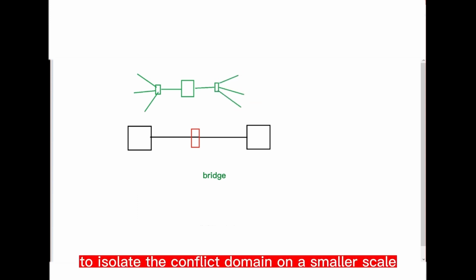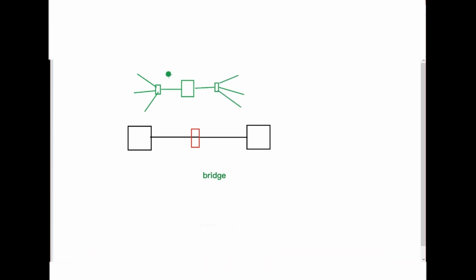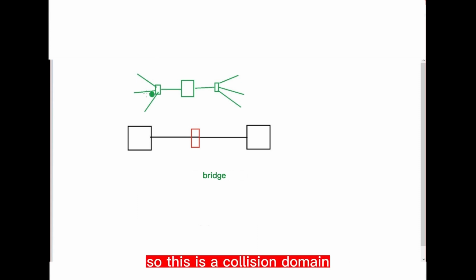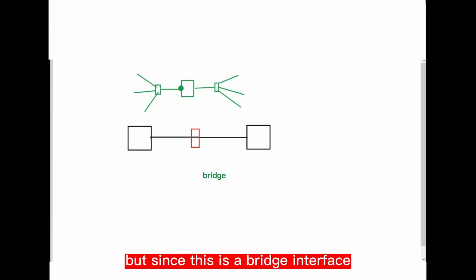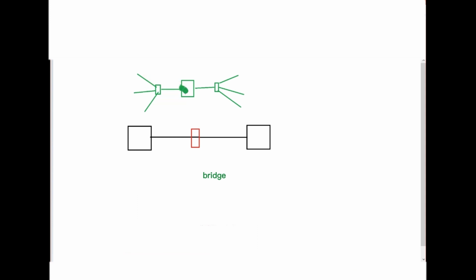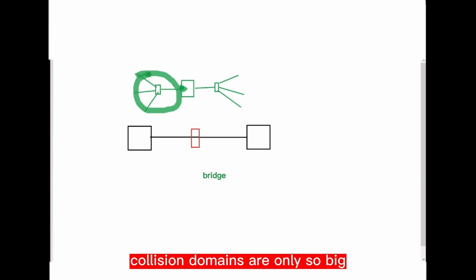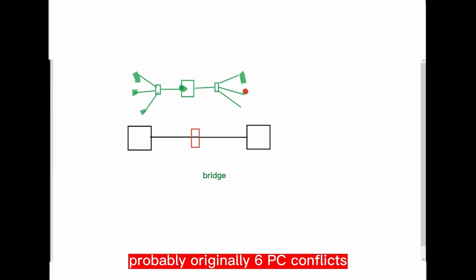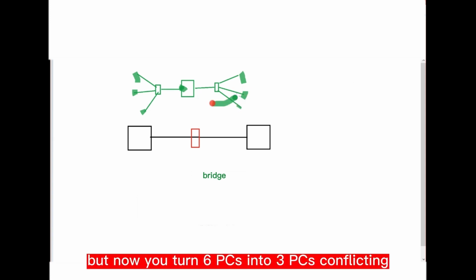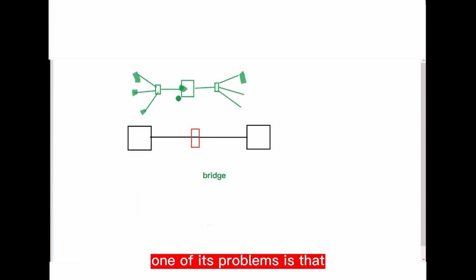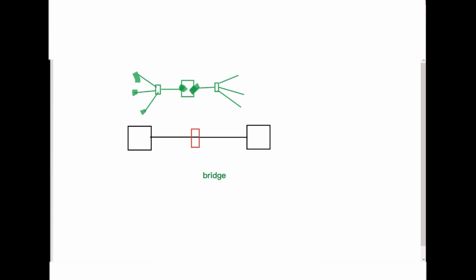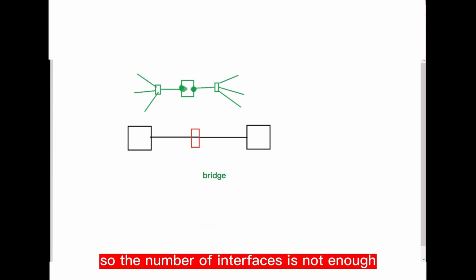To isolate the collision domain on a smaller scale, you will find that because this is a hub, this is a collision domain. But since this is a bridge interface, the collision domains are only so big. Originally 6 PCs conflicted, but now you turn 6 PCs into 3 PCs conflicting. One of its problems is that it has only 2 interfaces, so the number of interfaces is not enough.